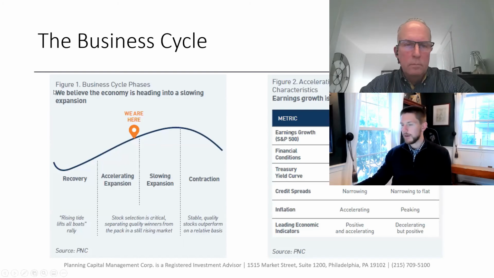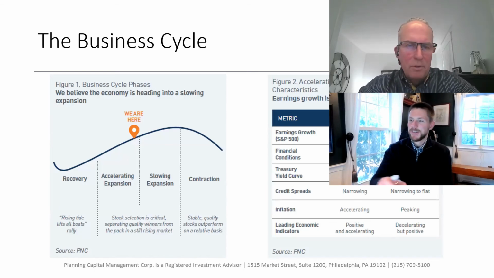Yeah, but we wanted to talk quickly about the business cycle, where we are, and why we're still, I guess, what would you say, optimistic, bullish? Optimistic. I would say optimistic. I wouldn't say bullish, but I would say optimistic. Yeah, we still believe there's opportunity. So you can see where we are.